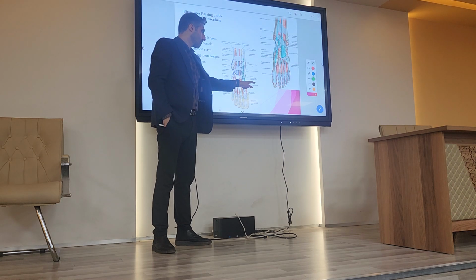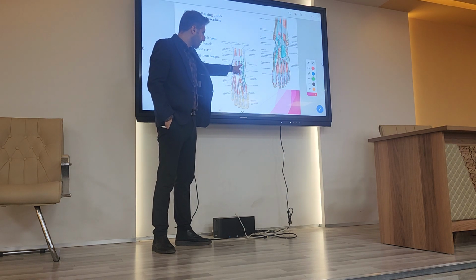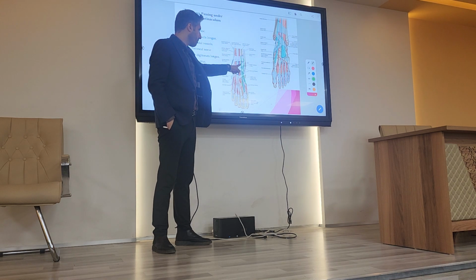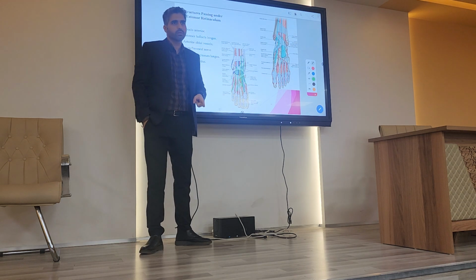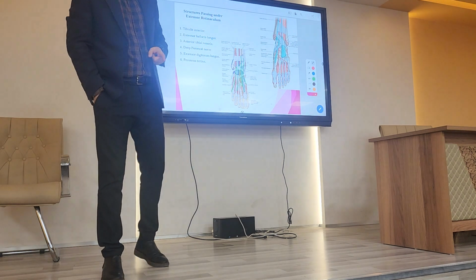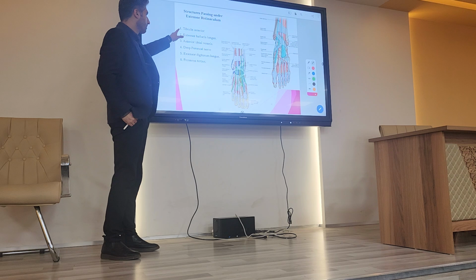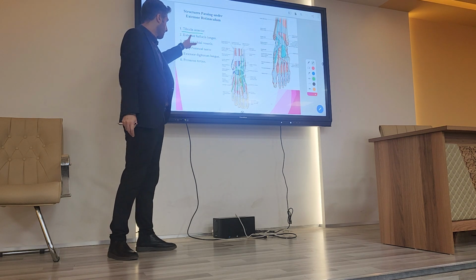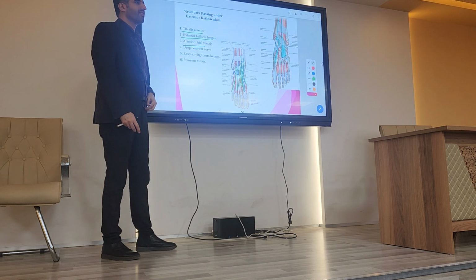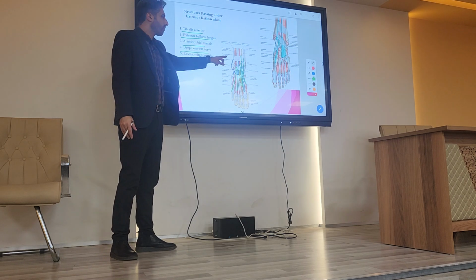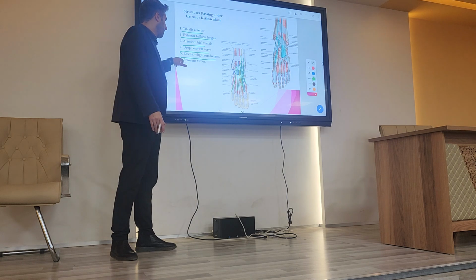Tibialis anterior, extensor hallucis longus, then artery. Anterior tibial artery, then nerve, deep peroneal nerve, then extensor digitorum longus and fibularis tertius. These are six structures behind the extensor retinaculum from medial to lateral: tibialis anterior, extensor hallucis longus, anterior tibial vessels, meaning anterior tibial artery and vein, deep peroneal nerve, extensor digitorum longus, fibularis tertius.